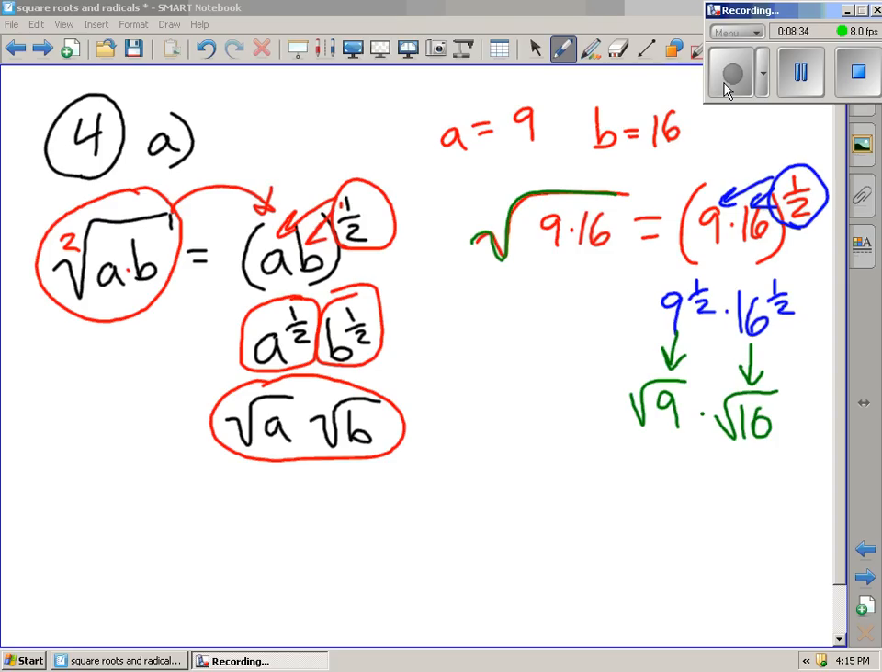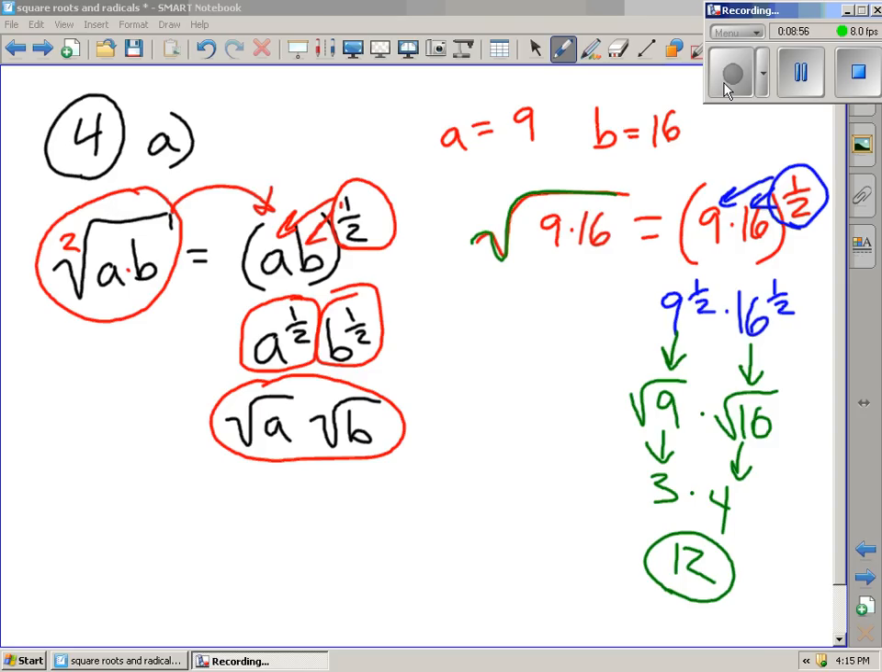And then I want you to think about this. The square root of 9 is equal to positive or negative 3. And we're just going to go with positive 3 for now. The square root of 16 is equal to positive or negative 4. We're just going to go with positive 4 for now. So the answer is 12. Or we could get a negative 12 depending on what you choose for the square root of 9, 3 or negative 3, and the square root of 16, whether you choose 4 or negative 4.